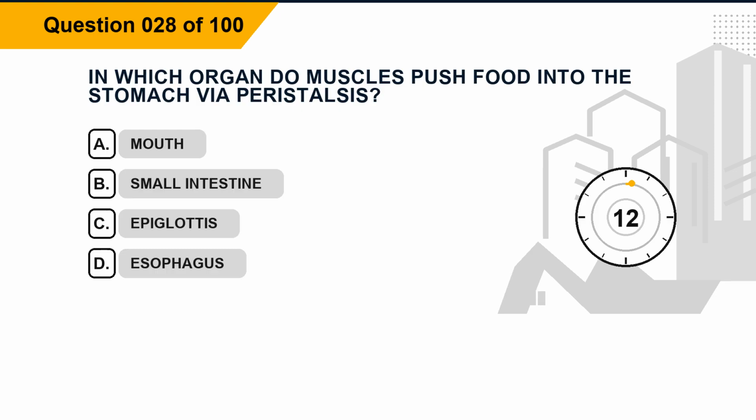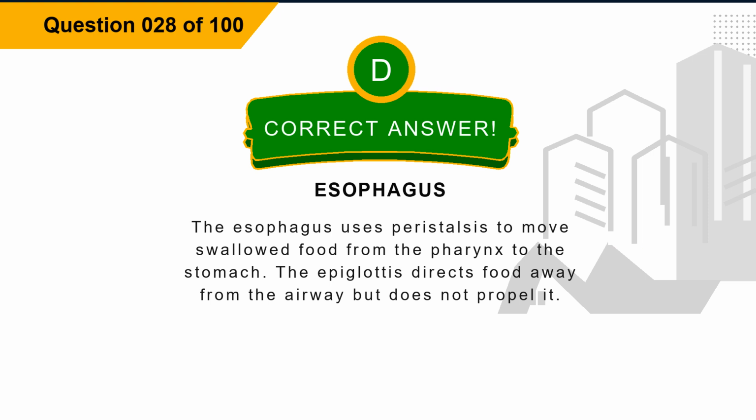Question 28. In which organ do muscles push food into the stomach via peristalsis? Option A. Mouth. Option B. Small intestine. Option C. Epiglottis. Option D. Esophagus. The correct answer is option D. Esophagus. Explanation. The esophagus uses peristalsis to move swallowed food from the pharynx to the stomach. The epiglottis directs food away from the airway but does not propel it.